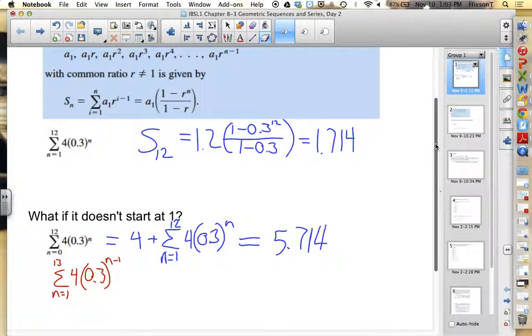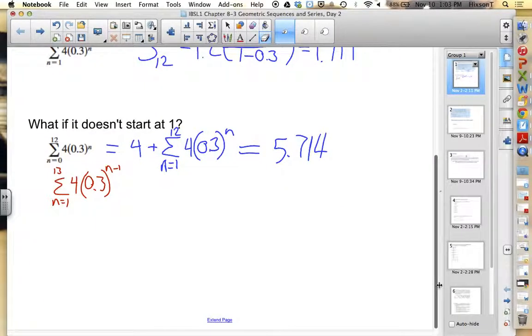It's a sub 1, so you plug in 1 and 4 times 0.3. Sorry, 4 times 0.3 is 1.2. Then if it doesn't start at 1, you can either adjust your limits. Here we're adding 1 to each limit, so we have to subtract 1 from the n. Or you can just plug in 0, figure out what that first term would be, and then add the rest of it. Okay? We add the rest of it, which we had just figured out, and we got the 5.714. So that's where we had left off on Friday.